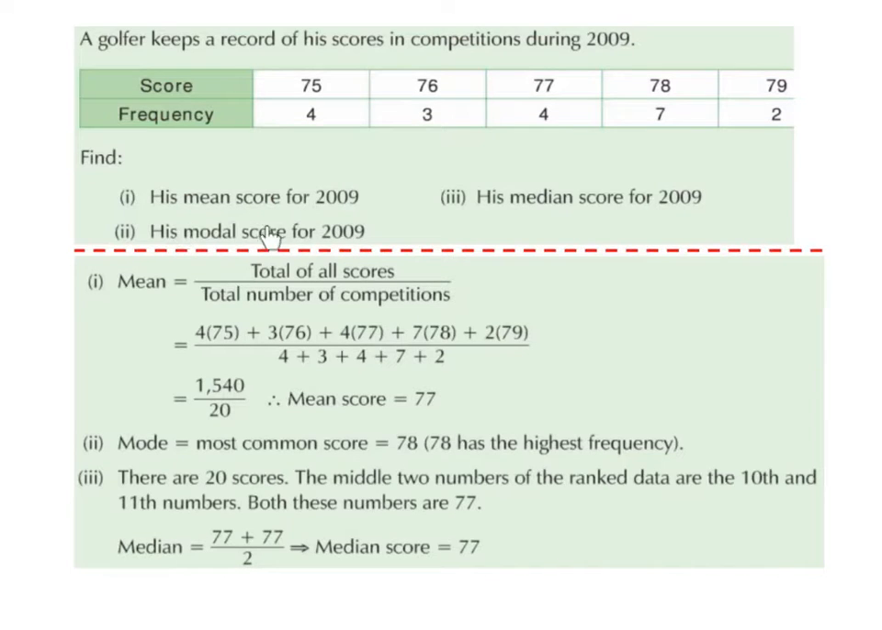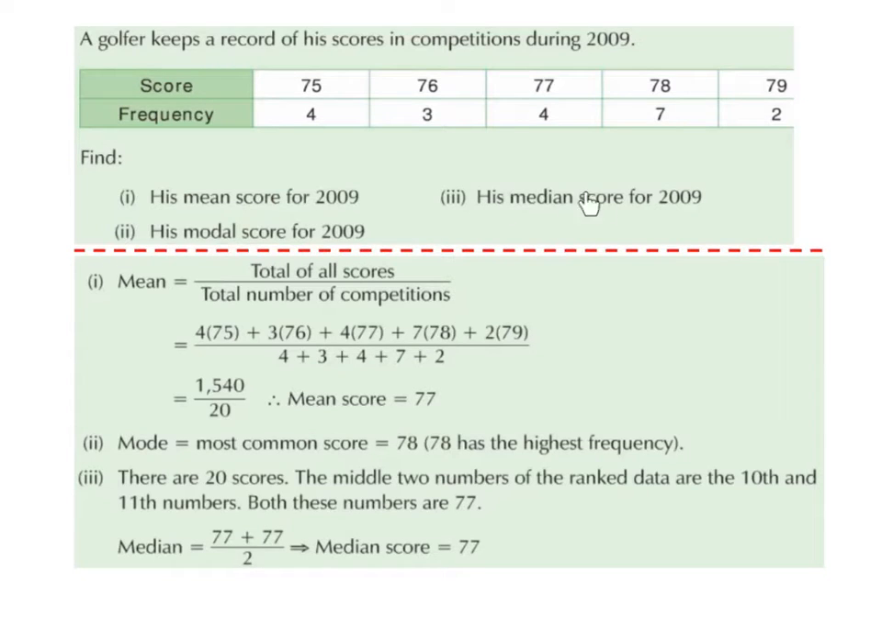Part 2 asks us to find his modal score, so his most common score. So modal score means mode, which means most common score, and that's going to be 78 because 78 has the highest frequency. If we have a look at this frequency row, we can see that 7 is the highest frequency, which means that 78 is his modal score because 78 occurred the most. It occurred 7 times. So the mode or modal score is 78.